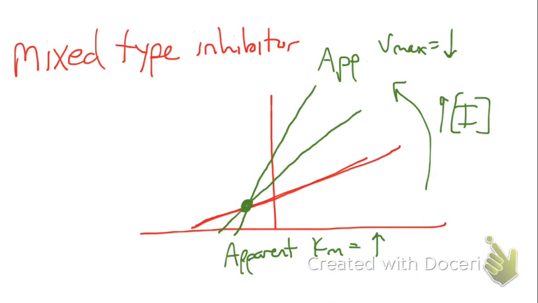There's one other type of inhibitor. The three that we talked about previously, competitive, non-competitive, and mixed type, are all known as reversible inhibitors, meaning the inhibitor can be removed from the active site of the protein. There is a type of inhibitor known as irreversible.